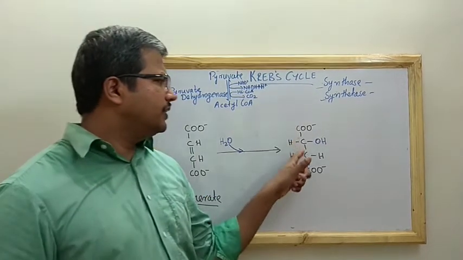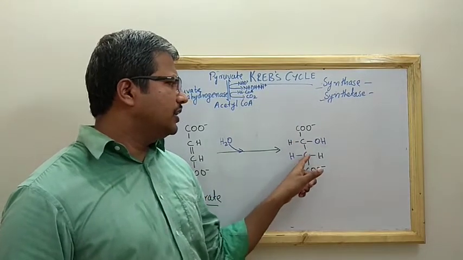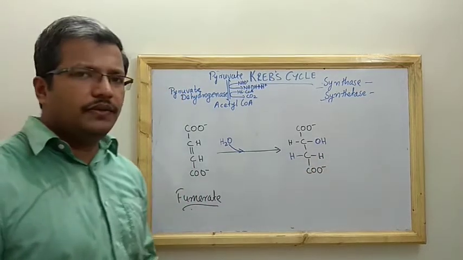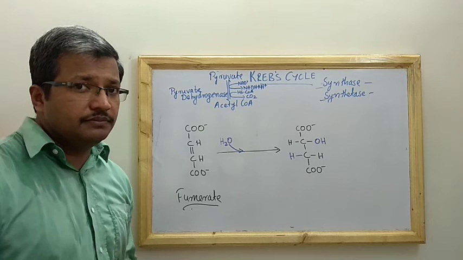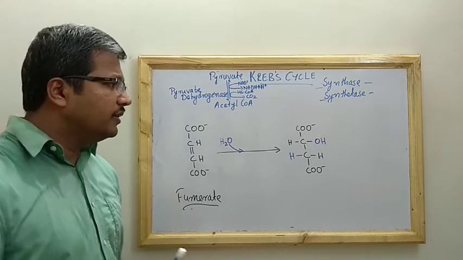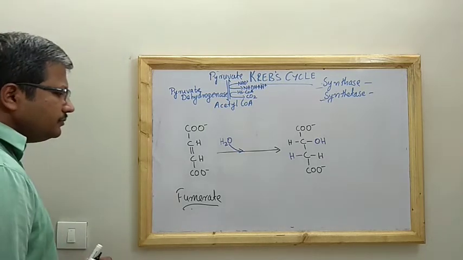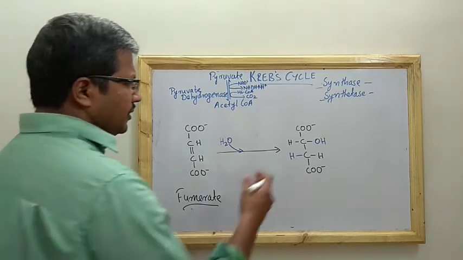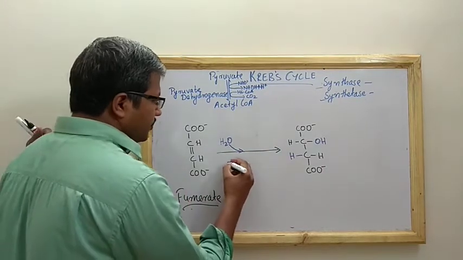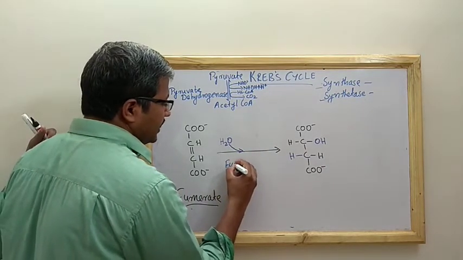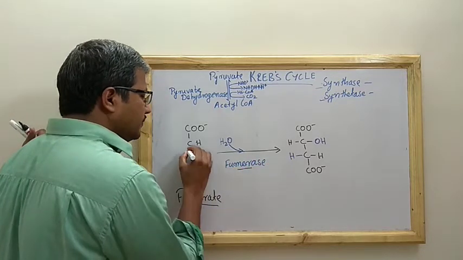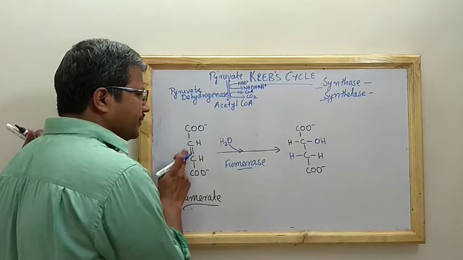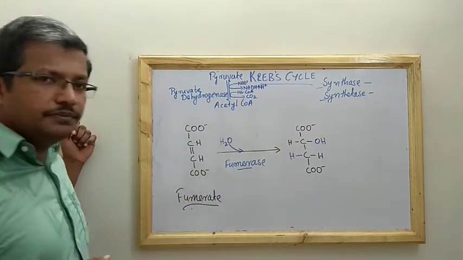Okay, COO minus, CHOH, CH2, and then COO minus. A dicarboxylic acid is coming. Clear? So now, what is the enzyme? It is the fumarase enzyme, which comes under the lyase class, where we can see the double bond between these two is removed.